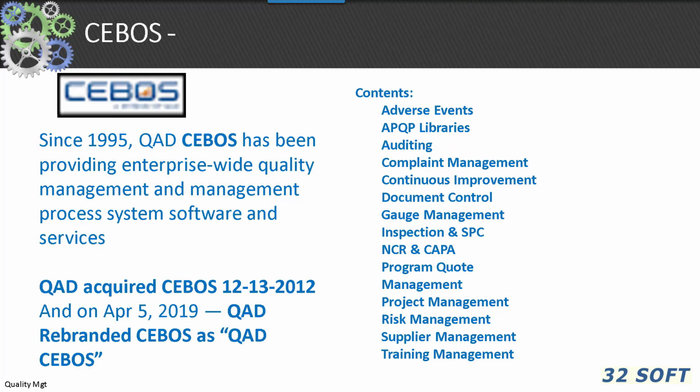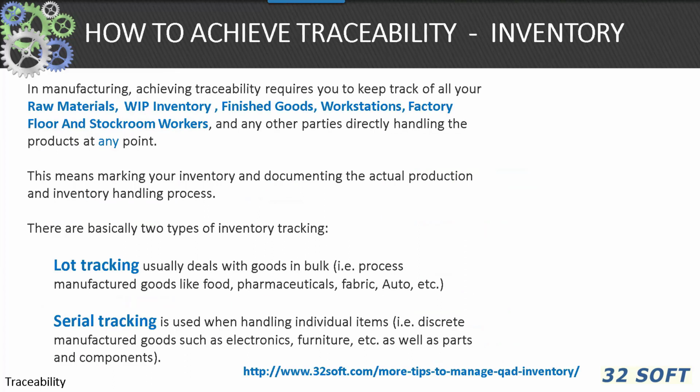Quick word about SIBOs. SIBOs is the enterprise-wide quality management system, been around since 1995. In 2012, QAD bought SIBOs, and in 2019, they upgraded or rebranded it to QAD SIBOs. It includes such components as adverse events tracking, dock control, gauge management, NCR, CAPA, and training.